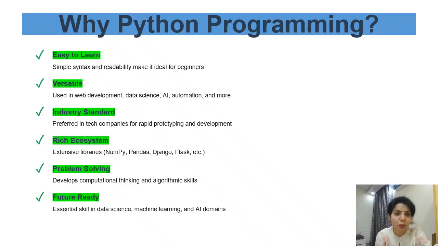Now coming to the very important question, why are we studying Python programming? Although we have so many programming languages, why are we studying the Python programming language? And the answer is very simple, because it is easy to learn, it is very versatile. I mean, most of the industries follow Python as the basic programming language, because it is easy to develop. So much library support is there, so it is easy to develop projects or prototypes in Python. And problem solving, because it develops computational thinking and algorithm skills, makes you future ready.